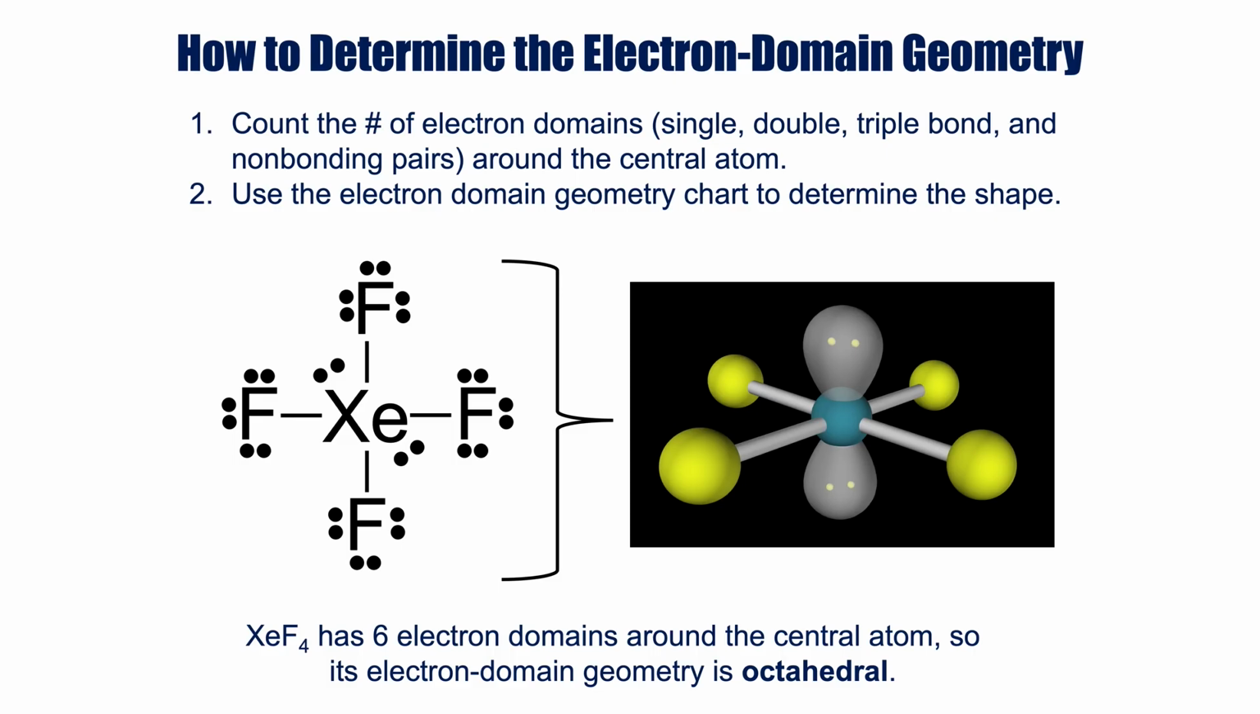So now let's go through and analyze some molecules to figure out their electron domain geometries. The first key thing is you have to have a correct Lewis structure. Then you're going to look at the central atom to determine the total number of electron domains. Remember, we're counting a single bond, double bond, triple bond, or a non-bonding pair as being a single electron domain. So when I'm looking at xenon tetrafluoride, it has 1, 2, 3, 4, 5, 6 electron domains around that central atom. Therefore, it takes on an octahedral electron domain geometry.